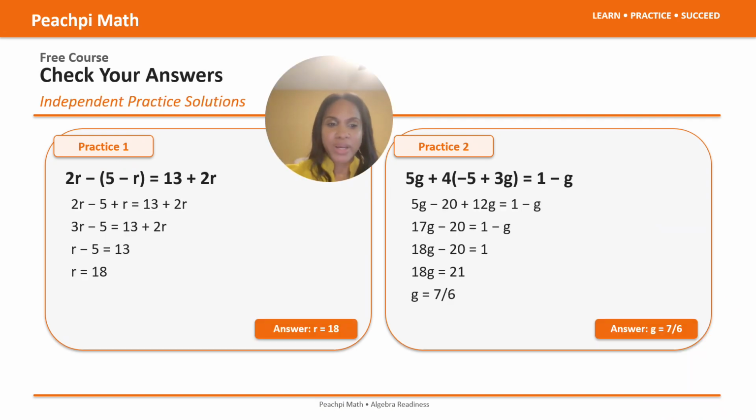I have the answers right here. For the first problem, you should have gotten R equals 18. The second one, G equals 7/6. All right, so hopefully you got it correct. If not, take a look at the steps a little longer. Just pause the video.